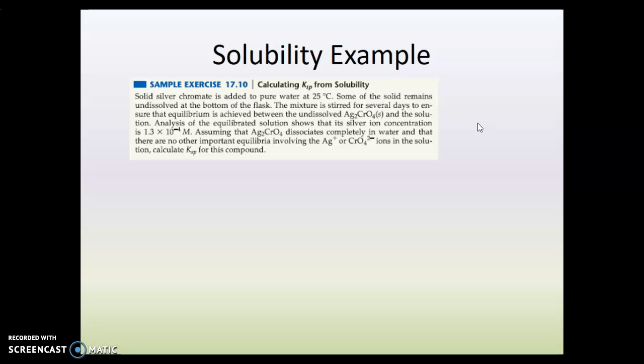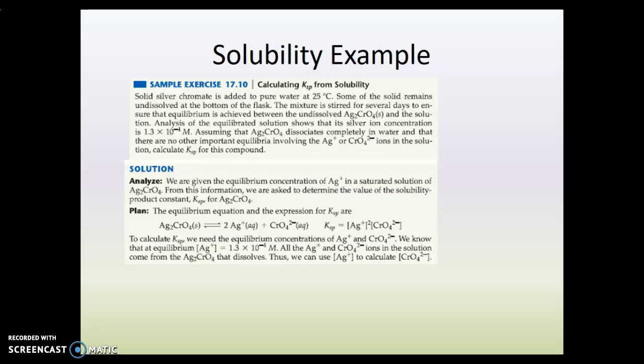So assuming that your silver chromate dissociates completely in water and that there are no other important equilibria involved, meaning that this is the only thing we have to worry about, the silver chromate dissolving, the splitting apart into its silver ions and chromate ions. Okay, that is what we're talking about. And then they find out that the concentration of silver is 1.3 times 10 to the minus fourth.